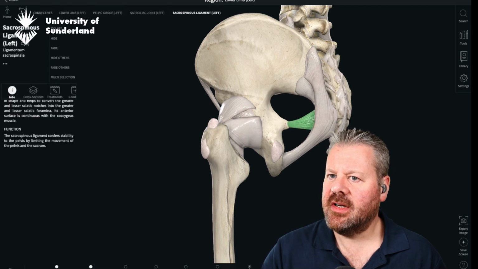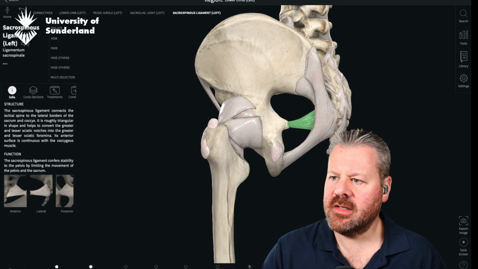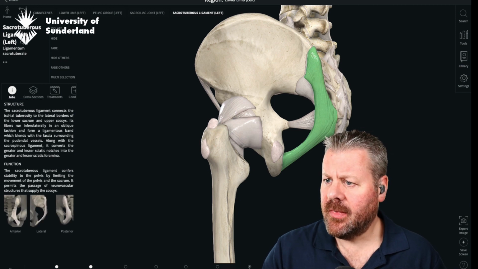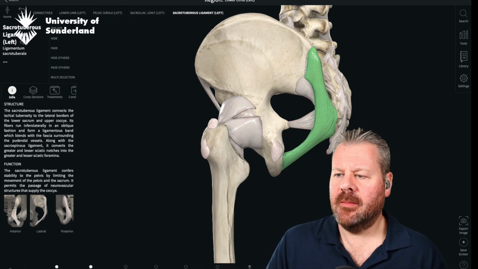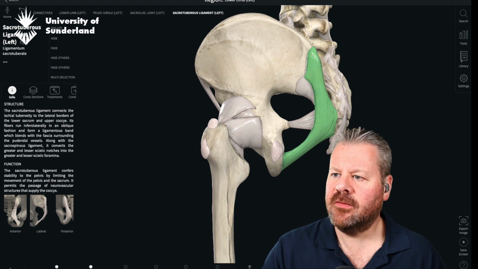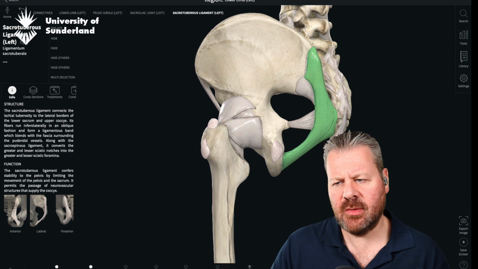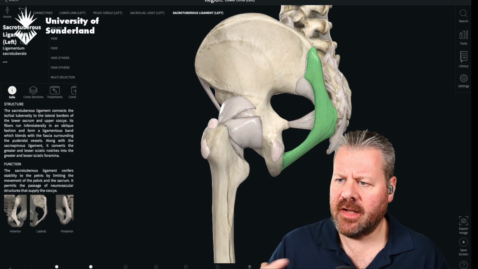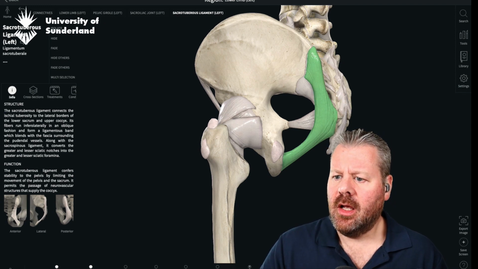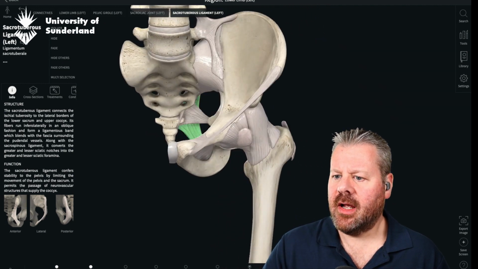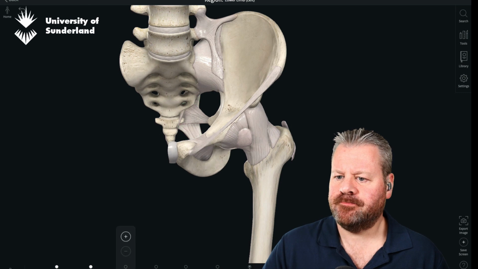We've got specifically the sacrospinous ligament and the sacrotuberous ligament. Now these ligaments provide sort of artificial foramen for muscles to come through, and we'll see that in a little bit more detail as we look at the external rotators. So let us spin round and add some muscles in.